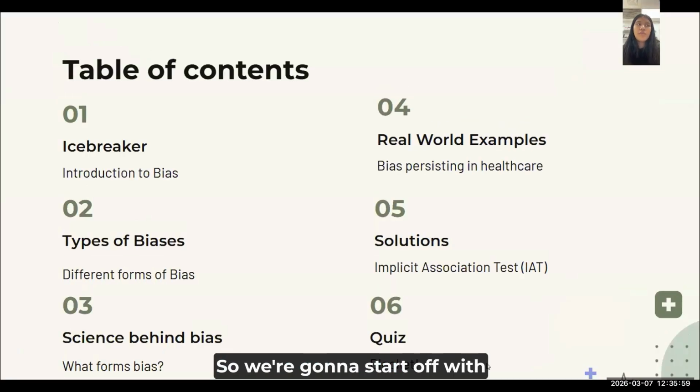So we're gonna start off with our table of contents. First, we're gonna go through an icebreaker to just introduce this. Then we're gonna speak about the different types of biases, and then we're gonna explain the science behind bias, and then different examples that can be seen within healthcare, and then solutions to this, and finally we're gonna have a quiz to test your knowledge. So yeah, off to our icebreaker.